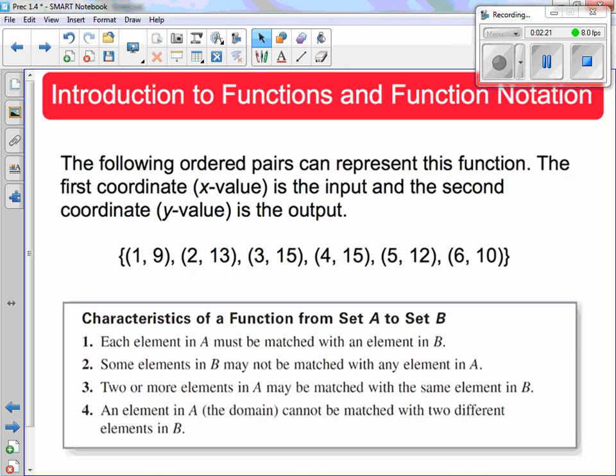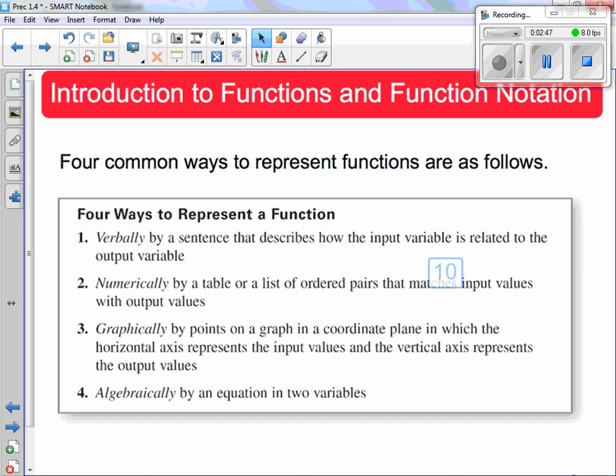So each element of A must be matched with an element in B. Some elements in B may not be matched with any element of A. 2 or more elements of A may be matched with the same element in B. An element in A, in the domain, cannot be matched with 2 elements in B. Okay? Because that's when it fails the vertical line test. If we draw a straight line up and down and it crosses more than once, it is not a function.